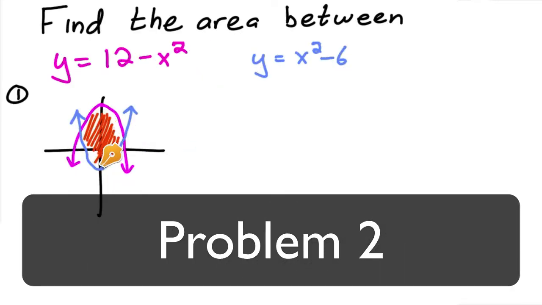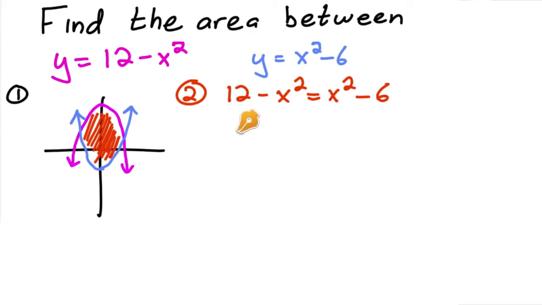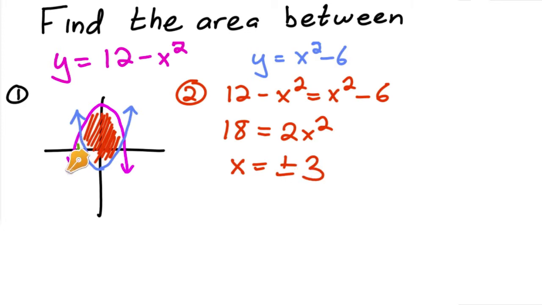Okay, so here I am trying to find the area between 12 minus x squared and x squared minus 6. So I have my two functions here, 12 minus x squared and x squared minus 6. So I've got my picture, and then I'm going to find the intersection points. So I'll set them equal to each other. And I'm going to move the 6 over here. So 18 is equal to 2x squared. Divide by 2, get the square root. I get that x is equal to plus or minus 3. Okay, so that's pretty easy.